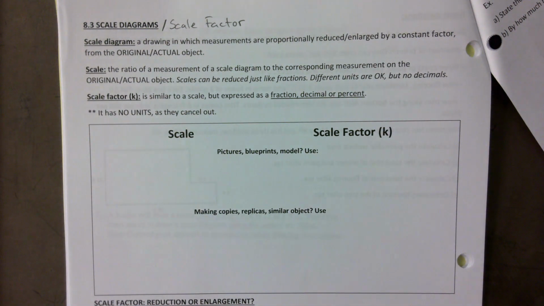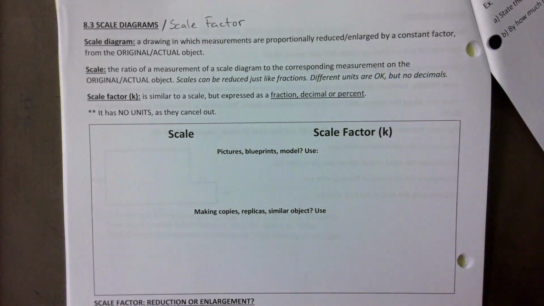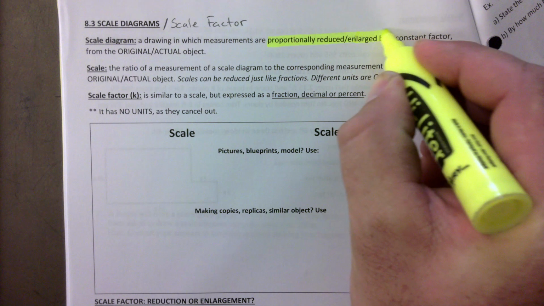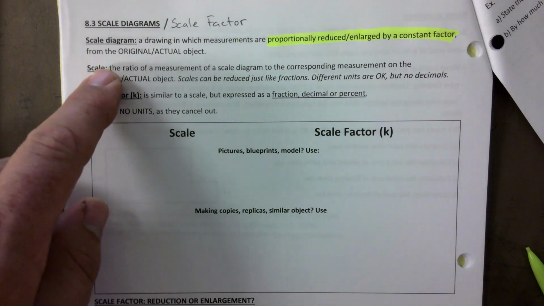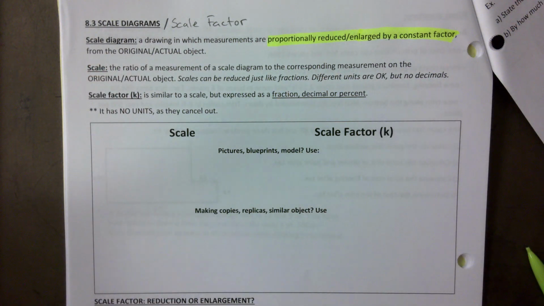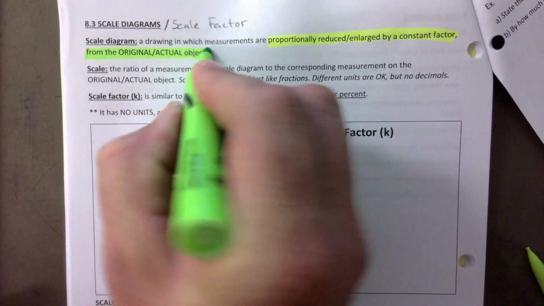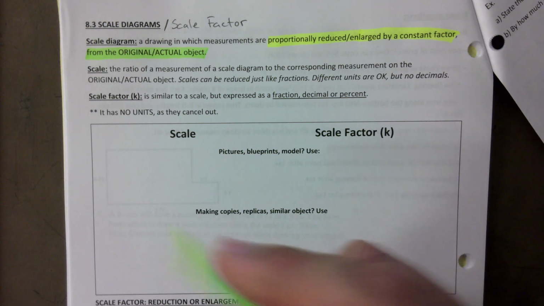Okay. A scale diagram, a drawing in which measurements are proportionally reduced and enlarged by a constant factor. So we have something that's proportionately reduced or enlarged by a constant factor from the original. It's right from the original. We're talking about the very original piece that we altered. Right? And notice the wording, folks.